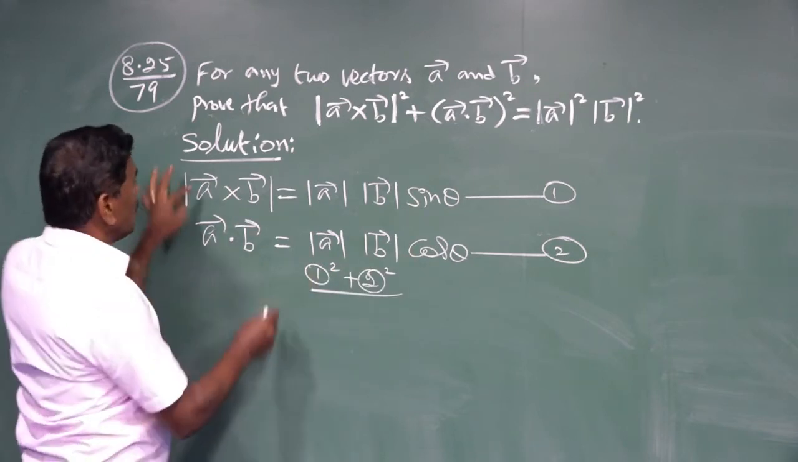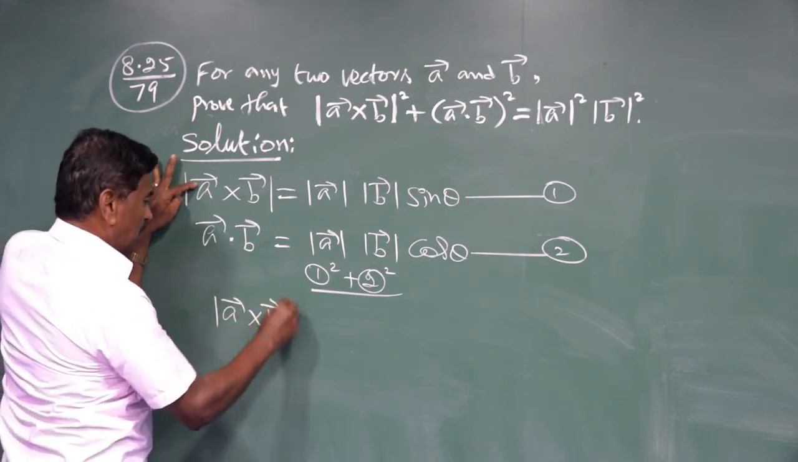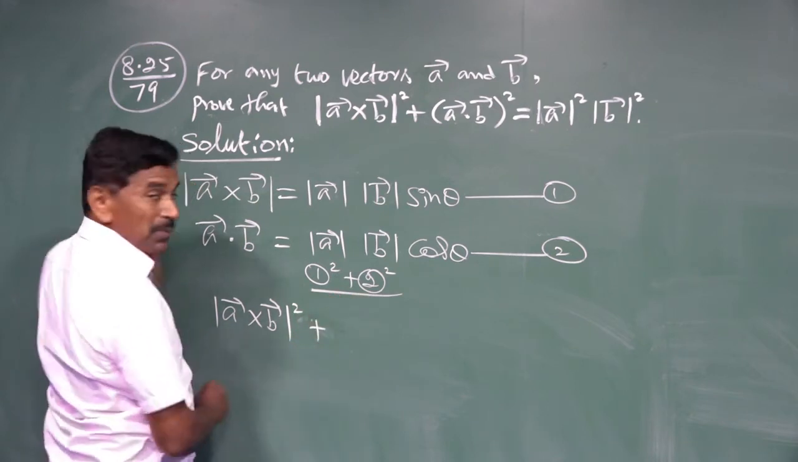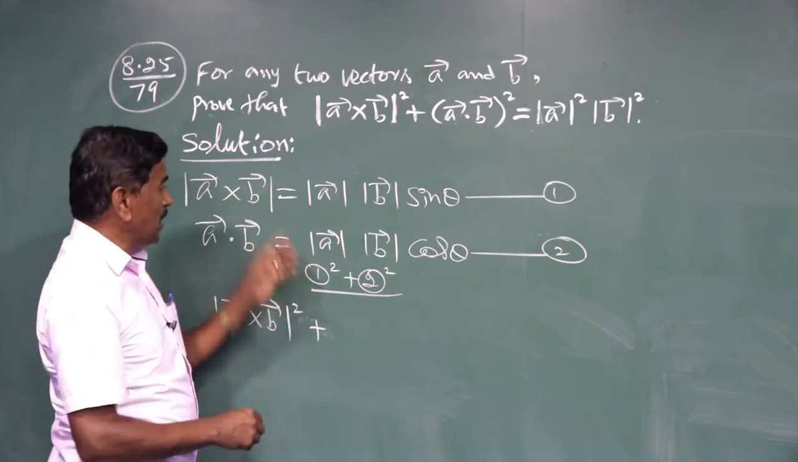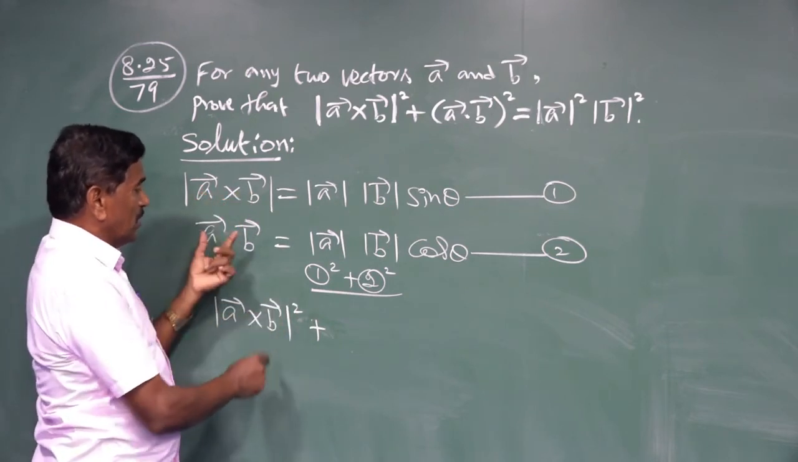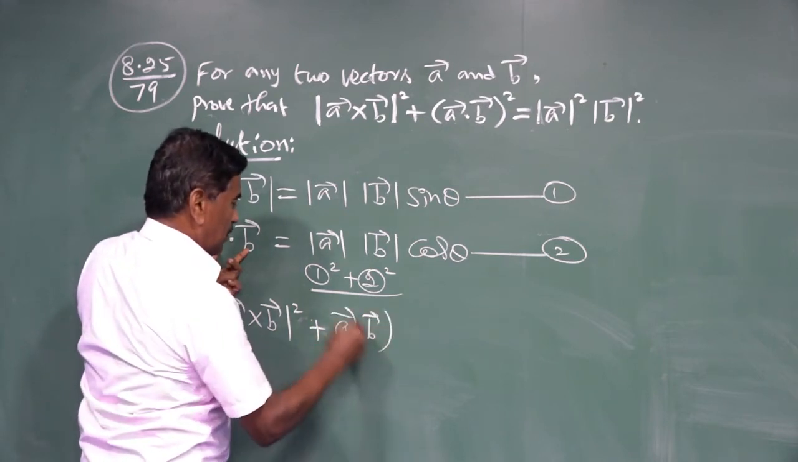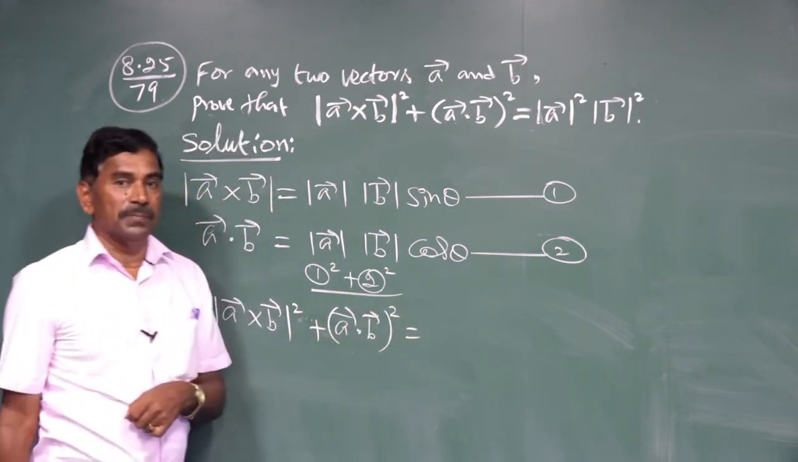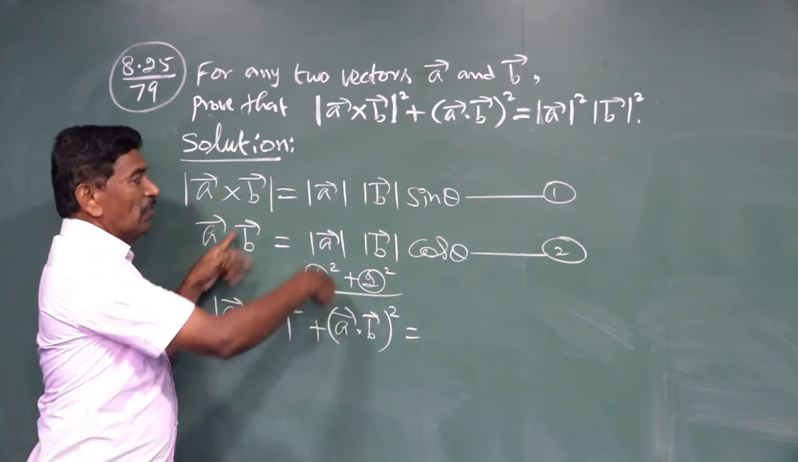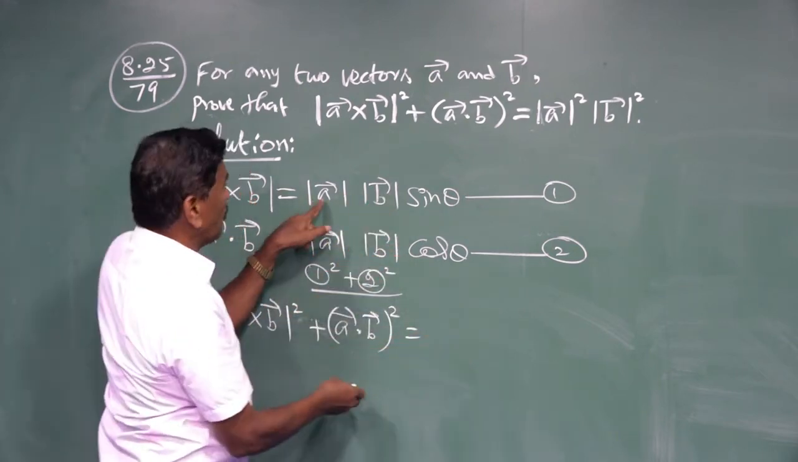Consider the left hand side. Left hand side is modulus A vector cross B vector square, plus, what is second term? A vector dot B vector the whole square. So LHS the whole square plus LHS the whole square is equal to RHS the whole square plus RHS the whole square. What is RHS the whole square?